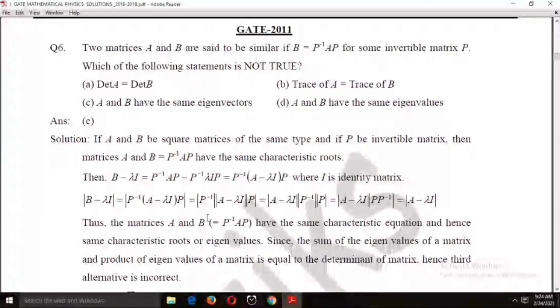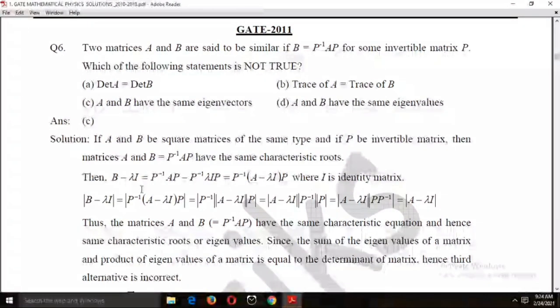Then next question. Two matrices A and B are said to be similar if B equals P inverse AP for the same invertible matrix P. Which of the following statements is not true? So here, if A and B are square matrices of the same type, and if P is an invertible matrix, then matrices A and B equal to P inverse AP have the same characteristic roots.